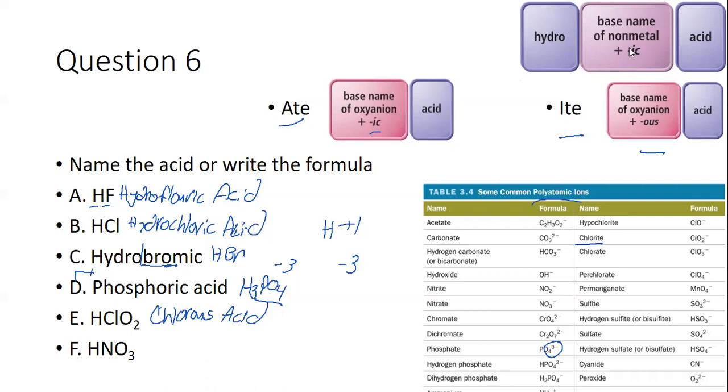Why don't you put hydro with E? Because it's a polyatomic acid. Hydro only goes if there's 2 atoms, like HF. Here we've got more than 2 atoms. So you don't put hydro unless it is 2 atoms. NO3 is nitrate. So that's everybody's favorite nitric acid, or nitric acid, depending on where you're from and how you pronounce things.